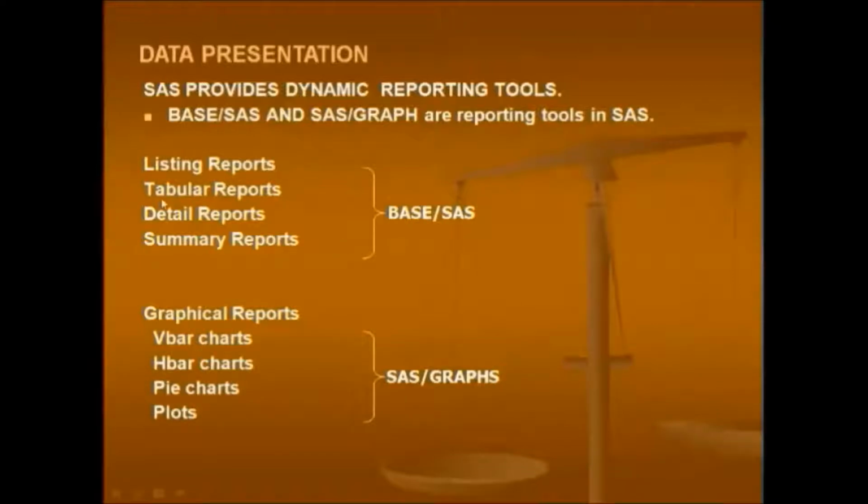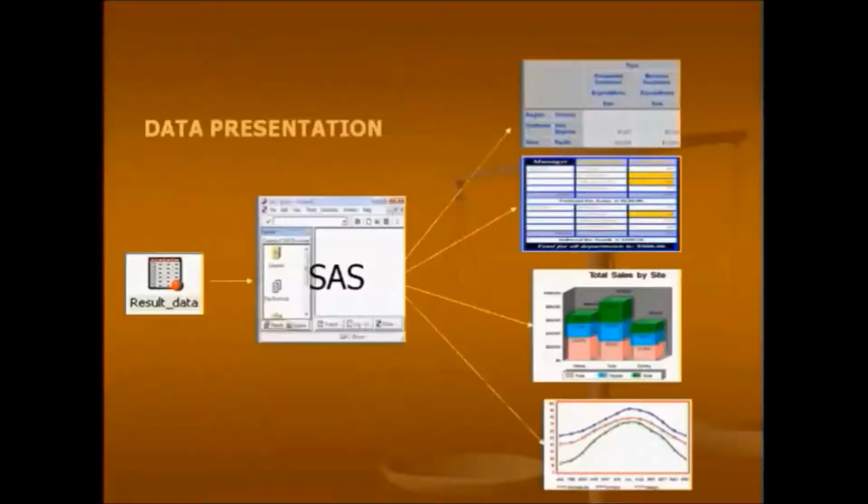According to that, we generate all these listing, detail, summary, cross tabulation. In graphical reports also we have different types: horizontal, vertical, pie, and so on. All these will be generated here. It's an example. From the data, by applying some SAS reporting procedures, we can generate reports like this, tabular reports and graphical reports, vertical bars, everything.